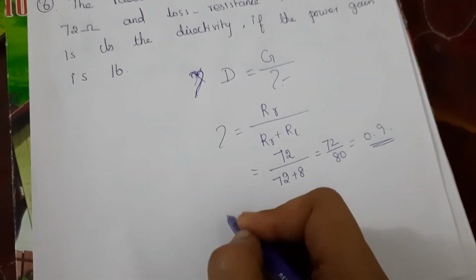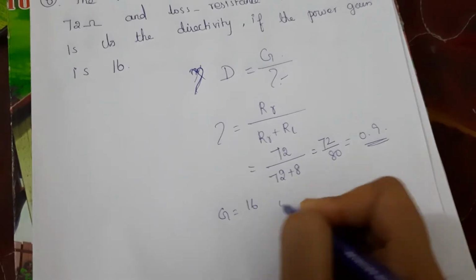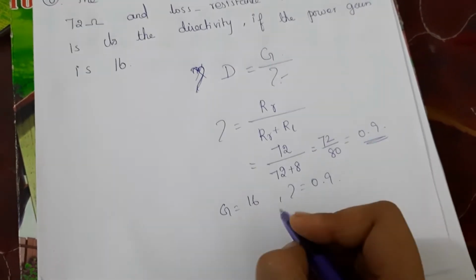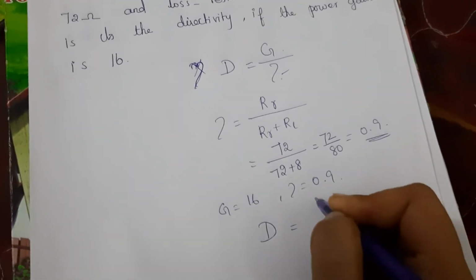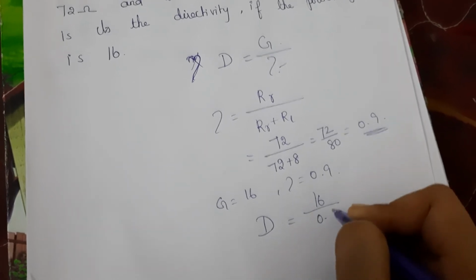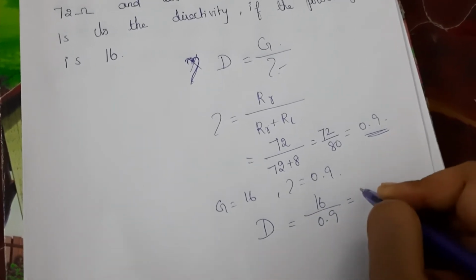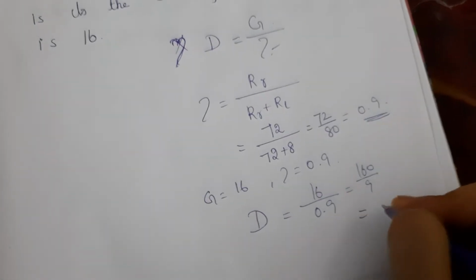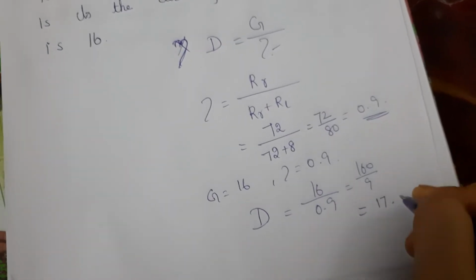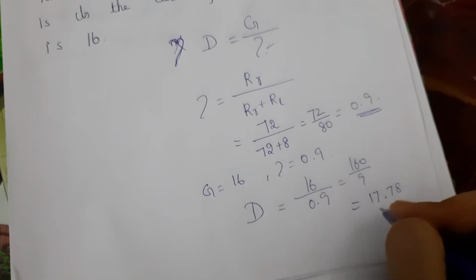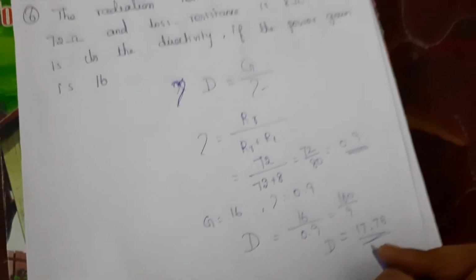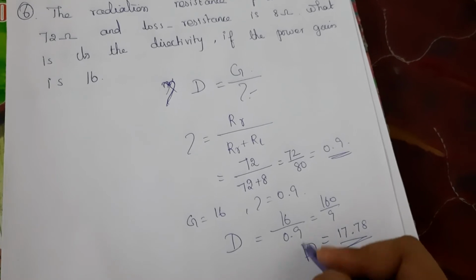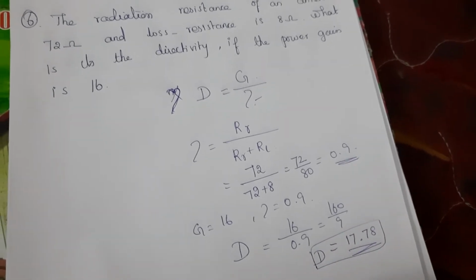So they give G equal to 16 and eta equal to 0.9, and from that we can derive D, that is equal to 16 divided by 0.9, that is approximately equal to 160 divided by 9, that is equal to 17.78. So the directivity is equal to 17.78.